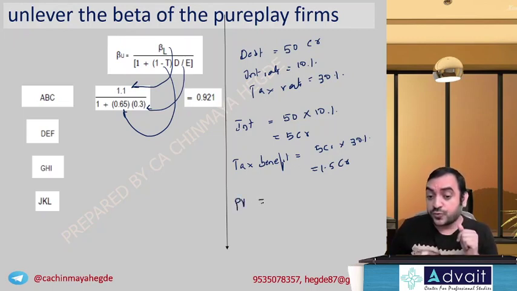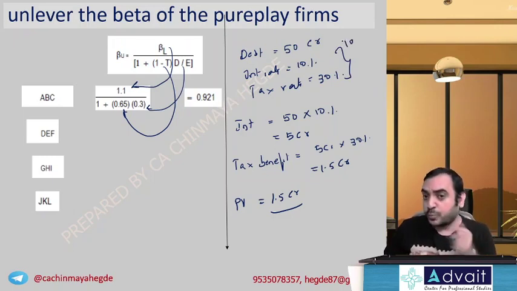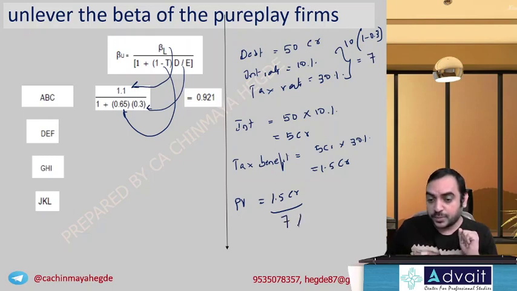So what is the value of the tax benefit? Present value of future cash flows. In general, we assume a perpetual cash flow. Present value of perpetuity is cash flow divided by required rate of return. So 1.5 crores divided by the rate of return. What is the required rate of return? Cost of debt after tax. 10% is the rate of interest, but we need after tax because 1.5 is after tax. So 10% into 1 minus 0.3, what do we get? We get 7%. So 1.5 crores divided by 7%. How much do we get?